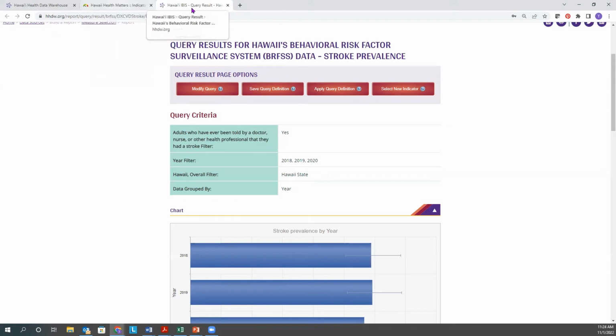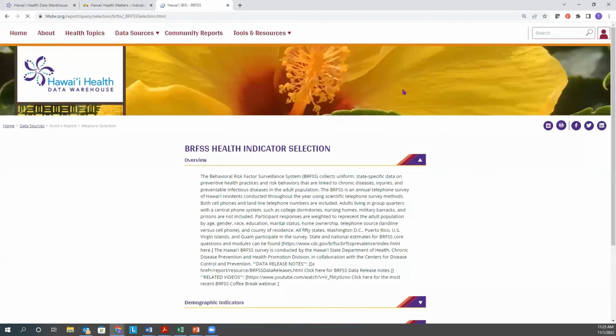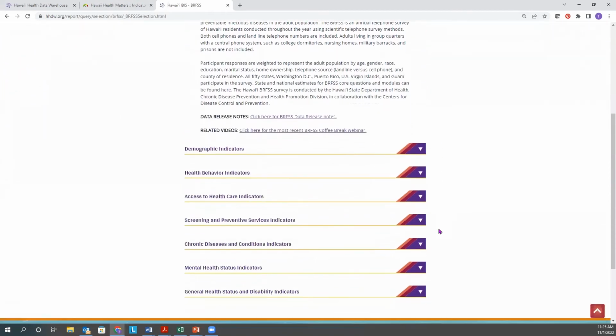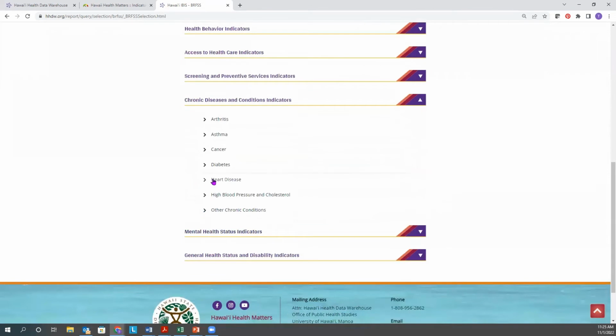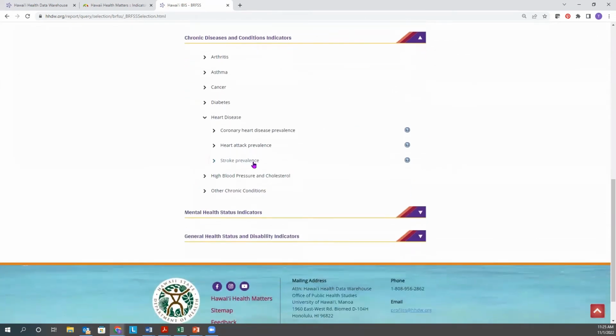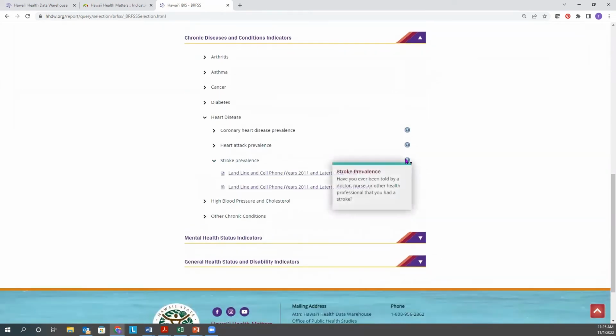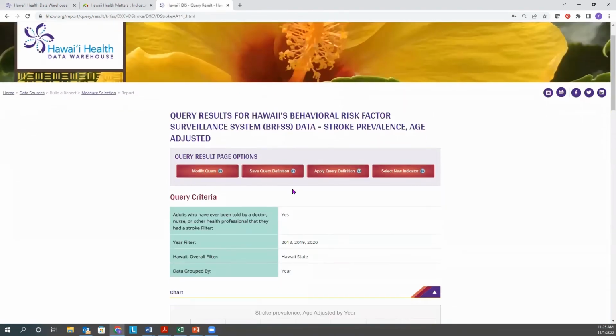So we have that report here, but I'm going to go here and say select a new indicator because I'm interested in looking at the age-adjusted indicator for this. So I'm going to go into chronic conditions and I'm going to look at heart disease and I'm going to look at stroke prevalence. I can hover over here to see what the question is. This would remind me of the differences between crude rates and age-adjusted rates. But I'm going to look at the age-adjusted rate here and I get the standard report.